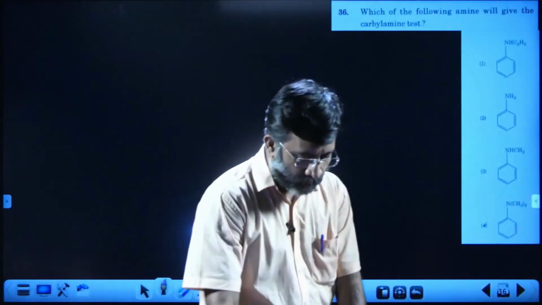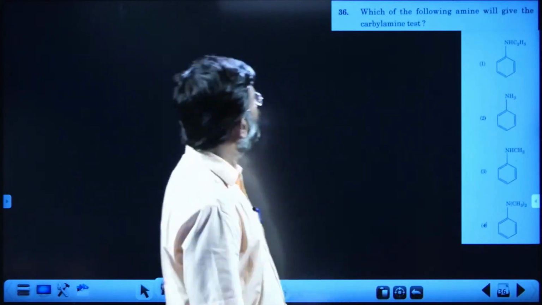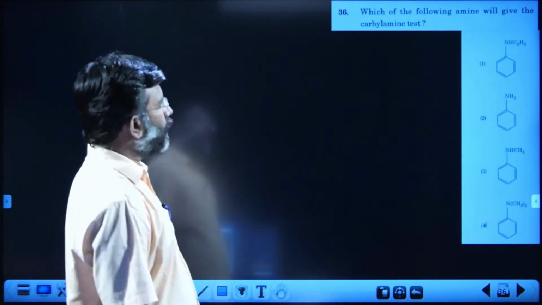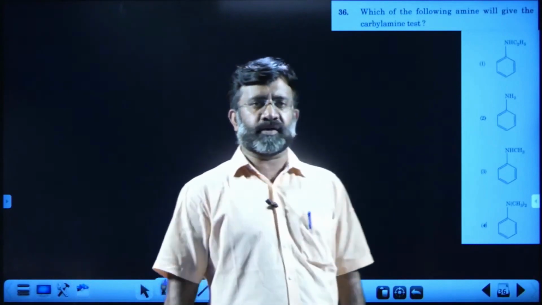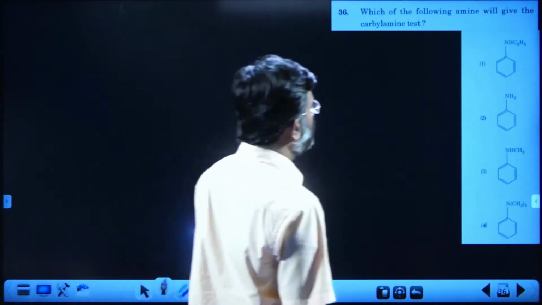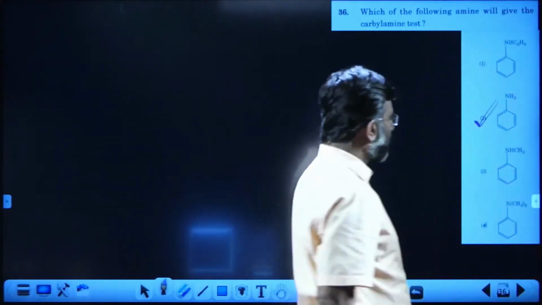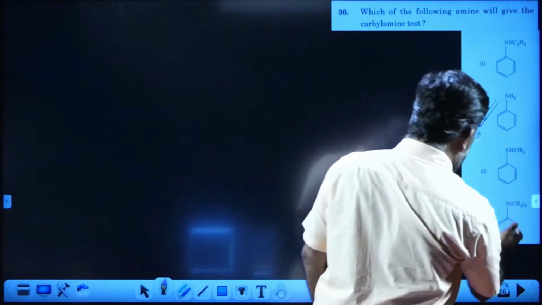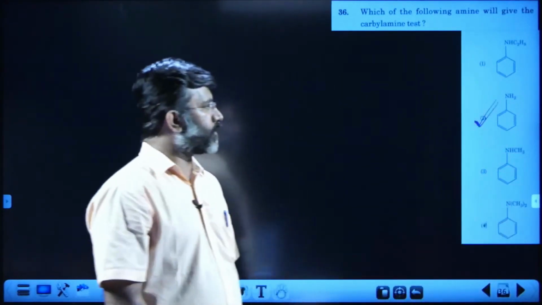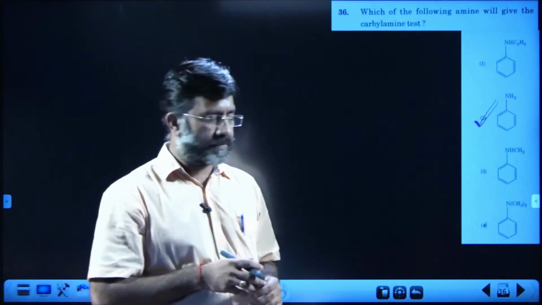36th question. Which of the following will give you the carbylamine test? You know, the carbylamine test is given by primary amines. This is a secondary amine. This is the primary amine, and that is our answer, aniline. While this is a secondary amine, this is a tertiary amine. The correct answer is the second one. Aniline will give you the carbylamine test.